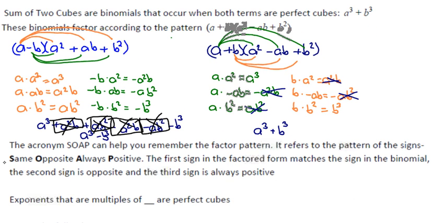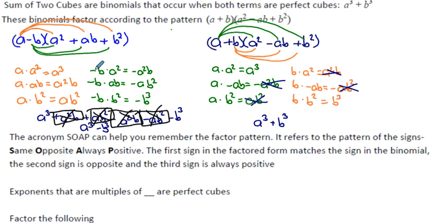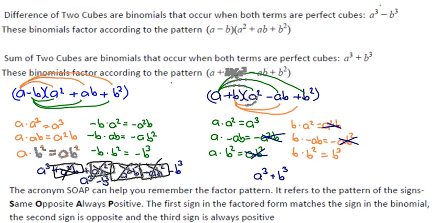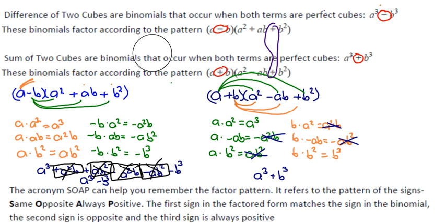And we have this acronym here to help us remember the pattern. With our first binomial, that sign is going to be the same. When we start a binomial, that sign is the same. And then the next sign that we come across is always the opposite of that first sign, or we could say it's always the opposite of the sign in the perfect cube binomial that we start off with. And then in front of our b squared, that is always positive. So same, opposite, always positive. So a little acronym to help us with our factoring sum and difference of two cubes.